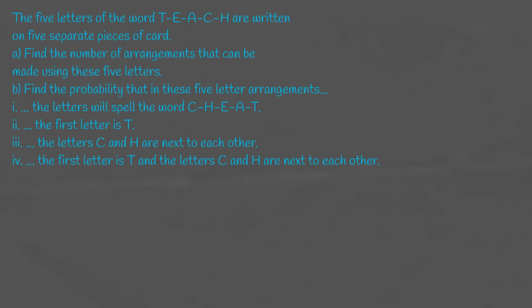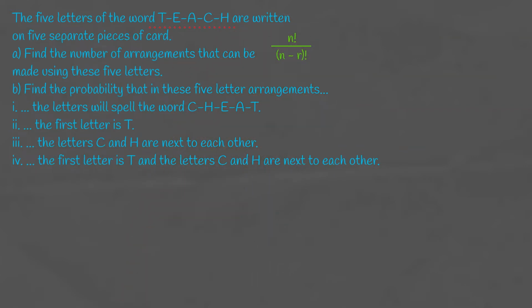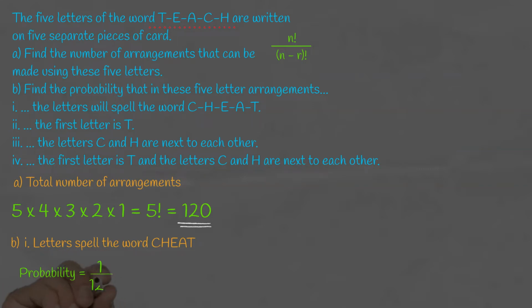In the next example, we have the letters of the word teach written on 5 separate pieces of card. How many arrangements can you make with these 5 letters? Well, this is a permutation, and the number of arrangements is going to be 5 factorial, which is 120. Next, we're working out the probability that the letters spell the word cheat. There's only one way that you can spell the word cheat. So that's 1 divided by the total number of arrangements, which is 1 over 120.